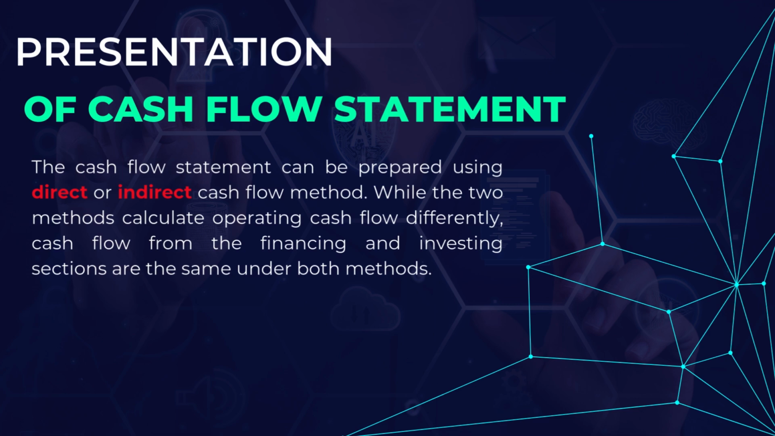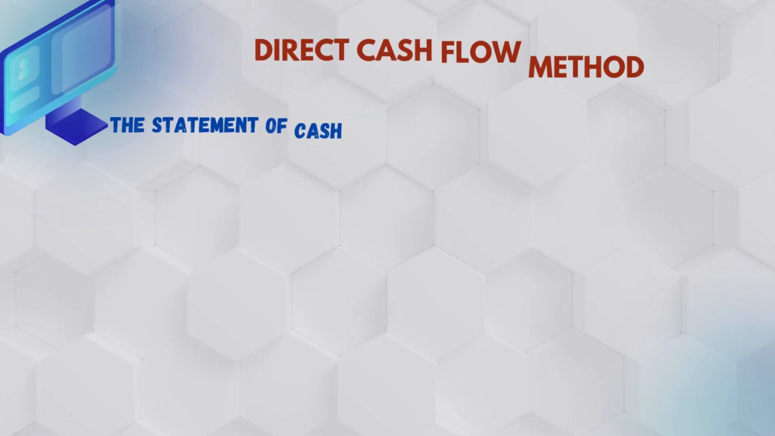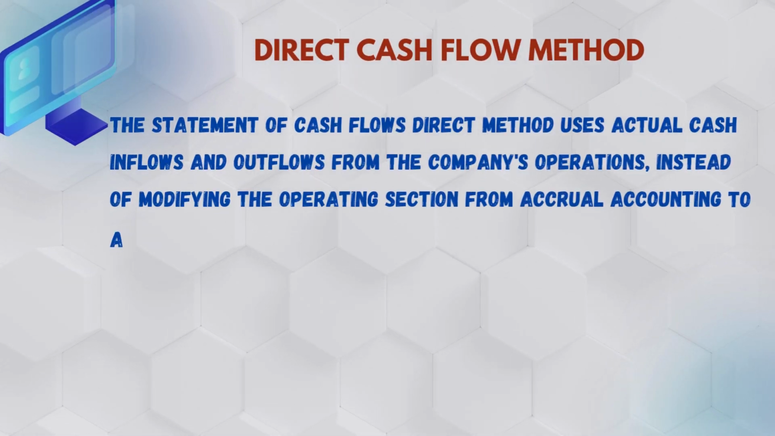Now we move to the presentation of the cash flow statement. In this statement, we can find two main methods to show the cash flow statement. The cash flow statement can be prepared using the direct or indirect method. While the two methods calculate operating cash flow differently, the cash flow from the financing and investing activities sections are the same under both methods.